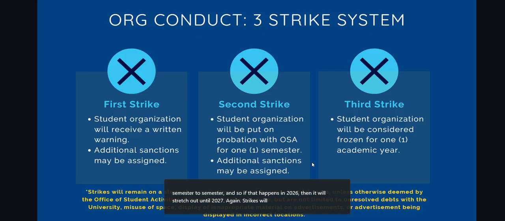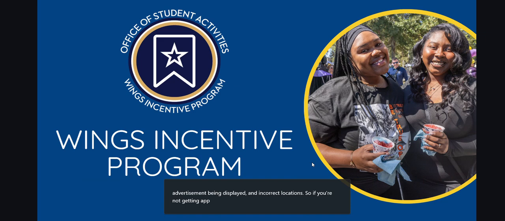Again, strikes will remain on a student organization's record for up to 2 years, otherwise deemed by the Office of Student Activities. Examples of strikes include, but are not limited to, unresolved debts with the university, misuse of space, display of inappropriate material on advertisement, or advertisement being displayed in incorrect locations. So if you're not getting approval before putting things up.